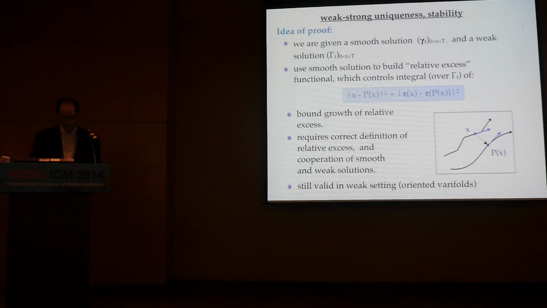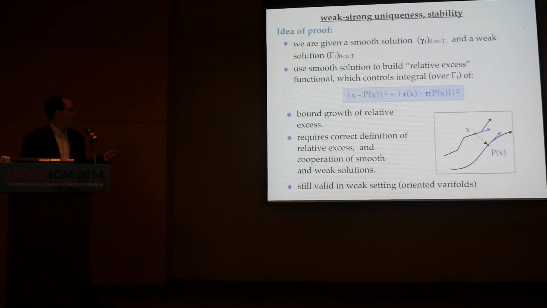Okay, and so let me quickly give an idea of the weak strong uniqueness proof. We're given a smooth solution, say little gamma, and a weak solution, capital gamma. The smooth solution really satisfies an equation. The capital gamma satisfies only the balance laws. And I want to prove that if they agree at time zero, then they agree for later times, or more generally, if they're close at time zero, then they're close for later times, for some time interval.